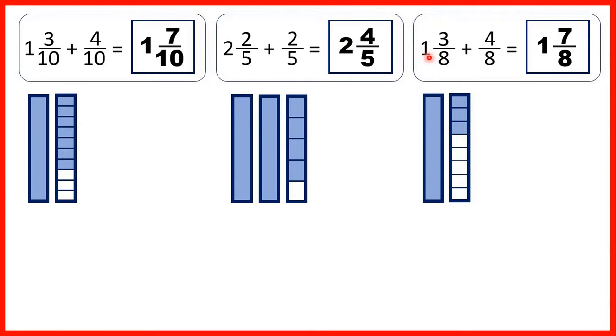Then we had 1 3/8, and we were adding 4/8. So we put the 3/8 and the 4/8 together to get 7/8. That gave us 1 7/8 as our answer.